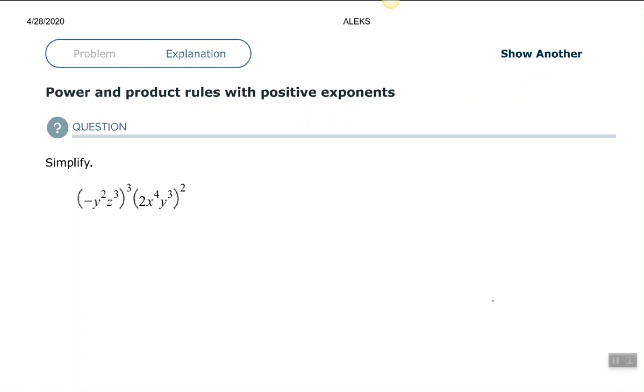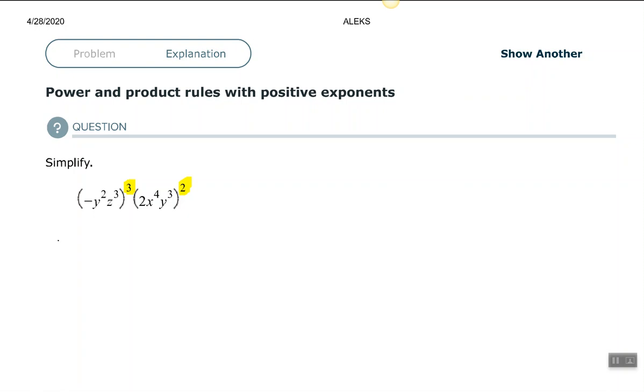So with this problem, we have negative 1 y squared, understood negative 1, of course, y squared, z to the third, raised to the third power, times 2 times x to the fourth times y to the third, raised to the second power. Okay, so there's nothing that I can simplify inside the parentheses, so let's start distributing those exponents that are outside the parentheses.